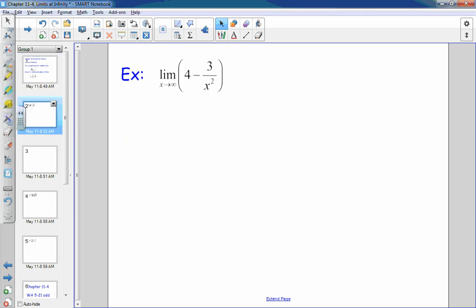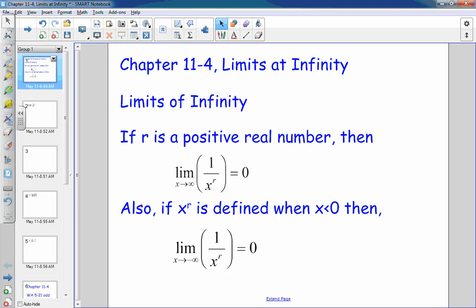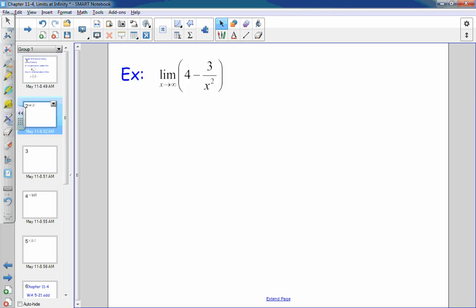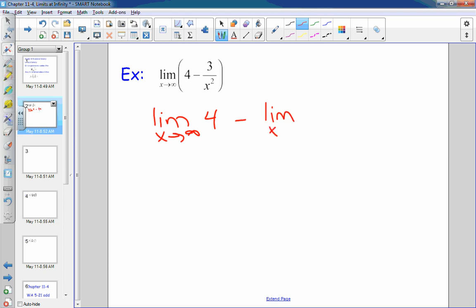The limit as x approaches infinity of 4 minus 3 over x squared. What I want your brain to do is always go back to this concept right here. We want it to become a fraction as much as we possibly can. Why? Because we know that fraction, as x gets really big or really small, approaches what value every time? 0. So I'm going to break this up and write this as the limit as x approaches infinity of 4 minus the limit as x approaches infinity of 3 over x squared.